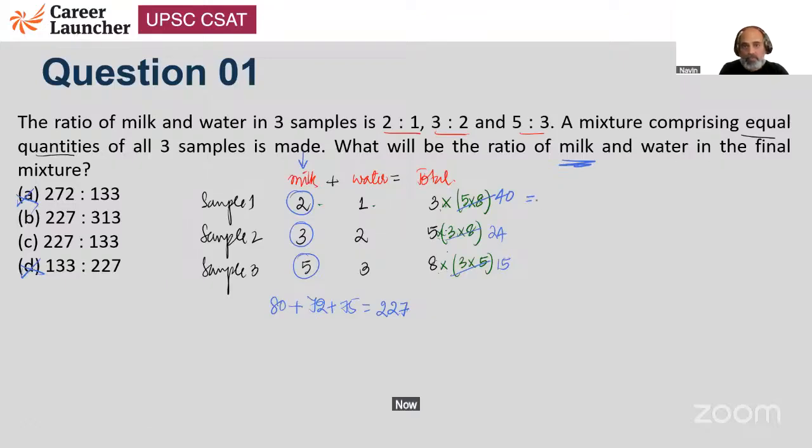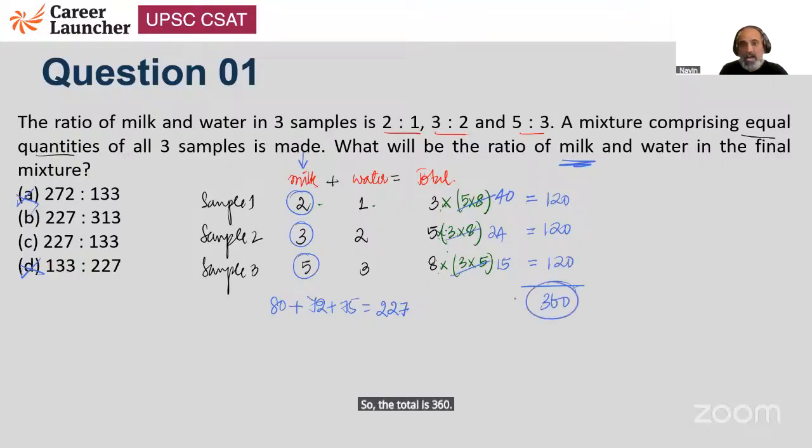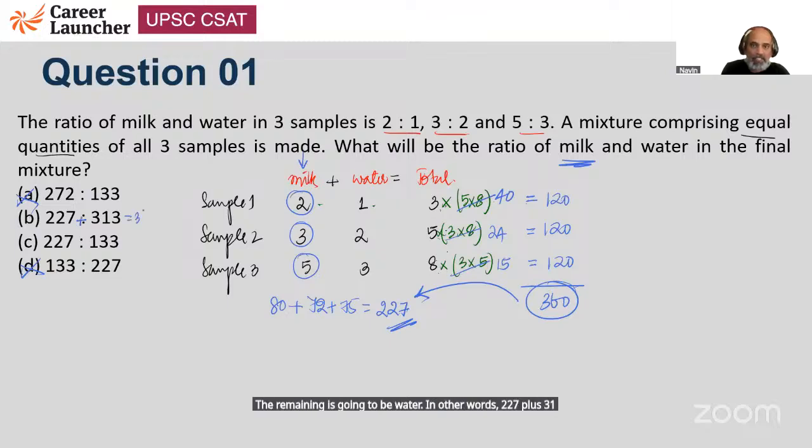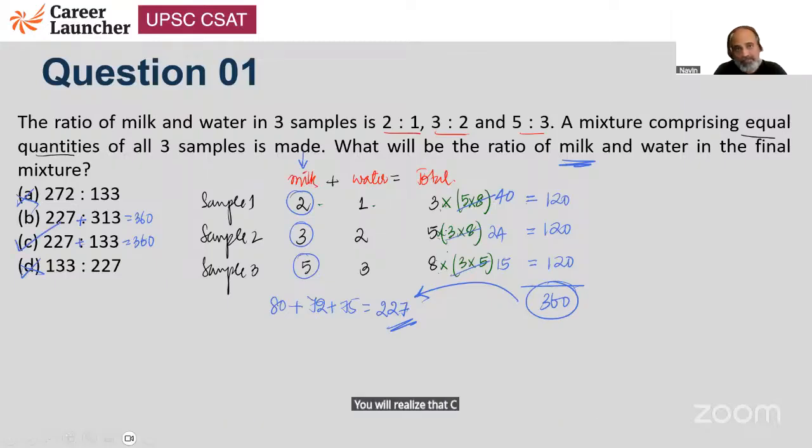Now, what is the total overall? This is 3 into 40, which is 120. This is 5 into 24, which is 120. This is 8 into 15, which is 120, obviously. So the total is 360. Now, out of 360, if we have 227 units as milk, the remaining is going to be water. In other words, 227 plus 313, is it 360? Or is it 227 plus 133, which is 360? Which one out of these two remaining options is correct? You will realize that C should be the answer.